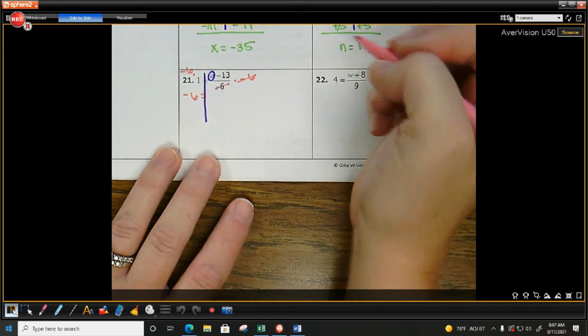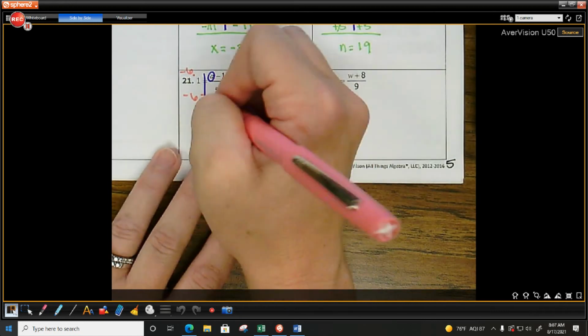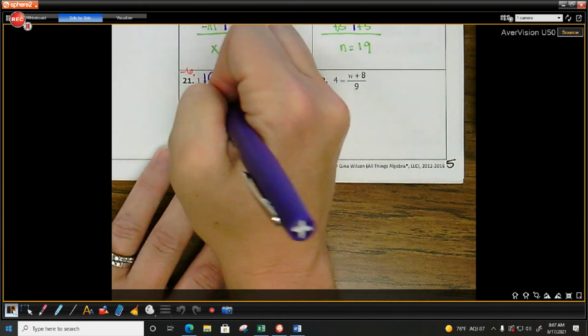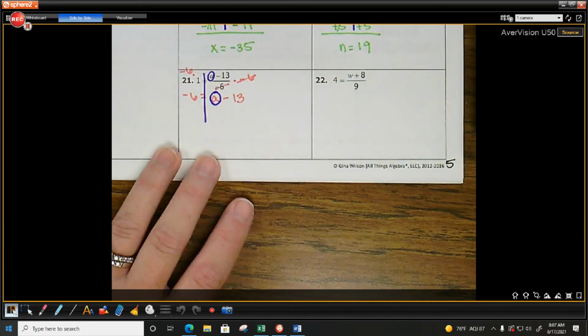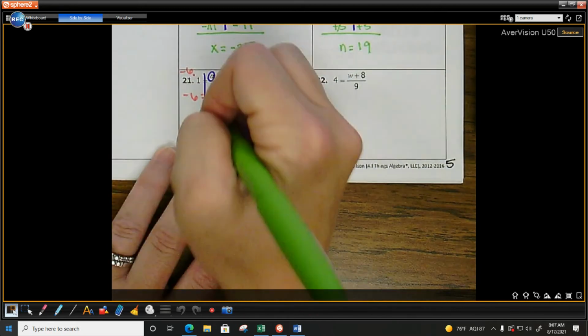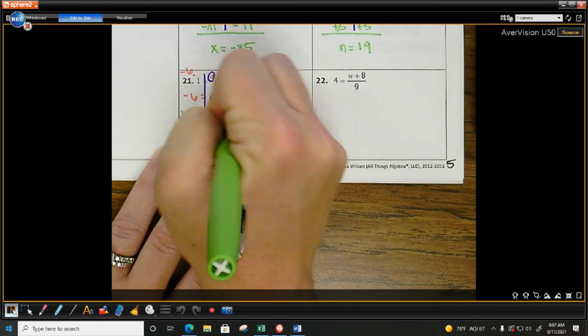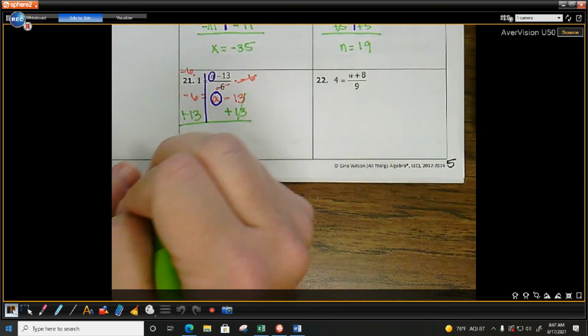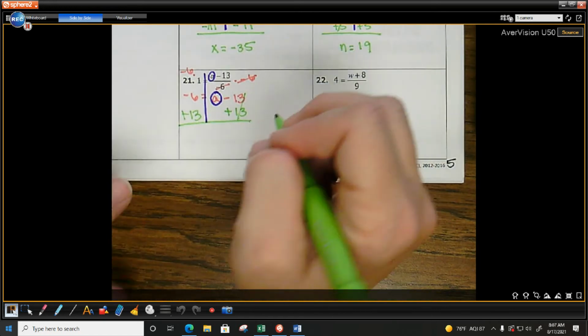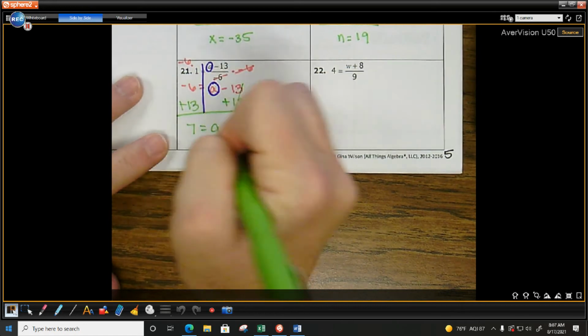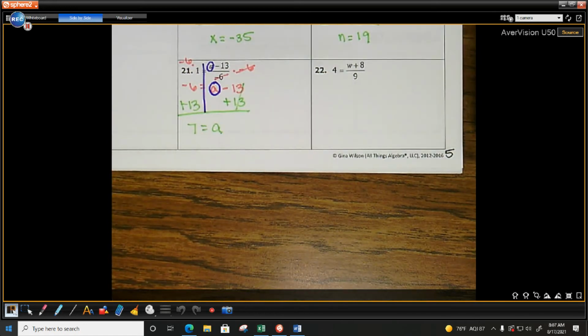Keep your a circled. What do I do next? Add 13 plus 13. So it's negative 6 plus 13, or 13 minus 6. 7 equals a. Do we feel like we can do the last one on our own? I do. Okay, try 22 on your own.